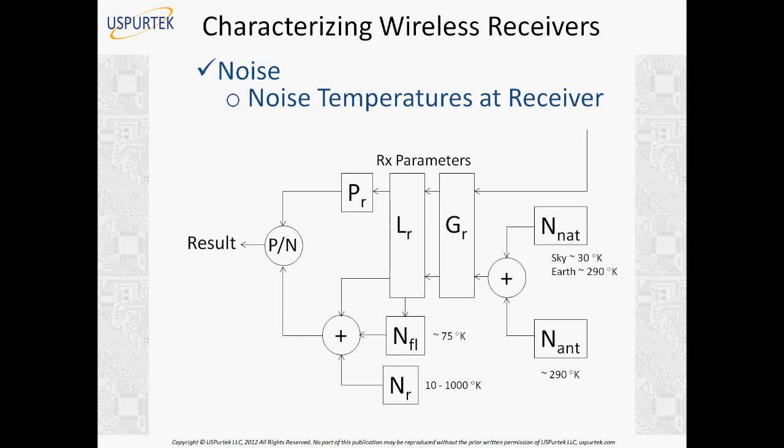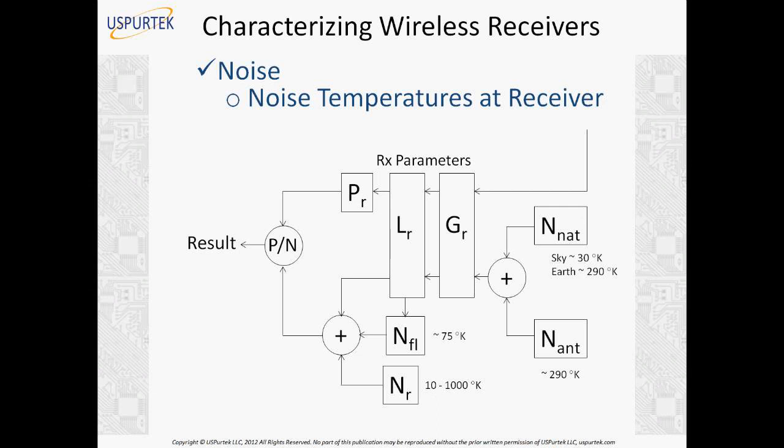So here is an illustration which shows a reference for various sources of noise and various noise temperatures that we can consider. For natural noise, for the sky, we consider a temperature of 30 degrees K, and for earth, we consider a temperature of 290 degrees K. For the antenna, this is a very general antenna, 290 degrees K. For feeder loss it is 75 degrees K, and the receiver temperature is very high here, because inside the wireless receiver there is hardware, electronics that generates heat, and that heat causes a lot of noise.